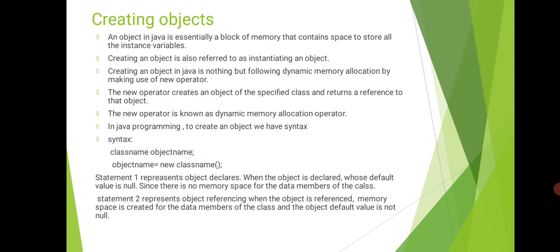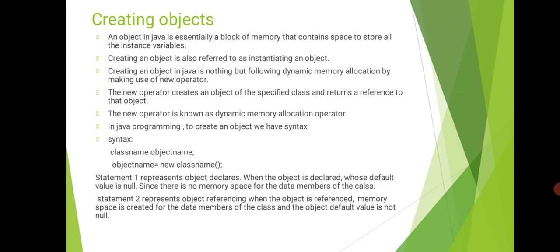It is pointing to null. That is, when the object is declared its default value is null. It is not pointing to a particular class but it is pointing to null, since there is no memory space for the data members of the class. Data members ge innu memory allocation agiralla. In the first statement we just declared the object, but it is pointing to null, which has not created any memory.